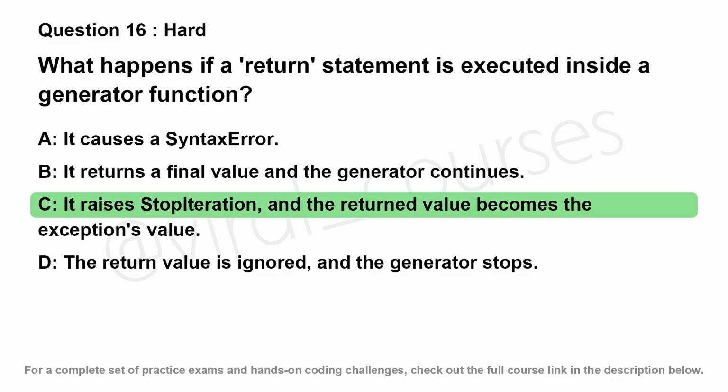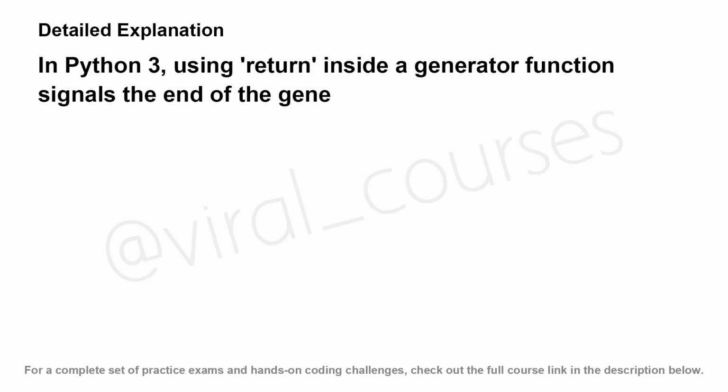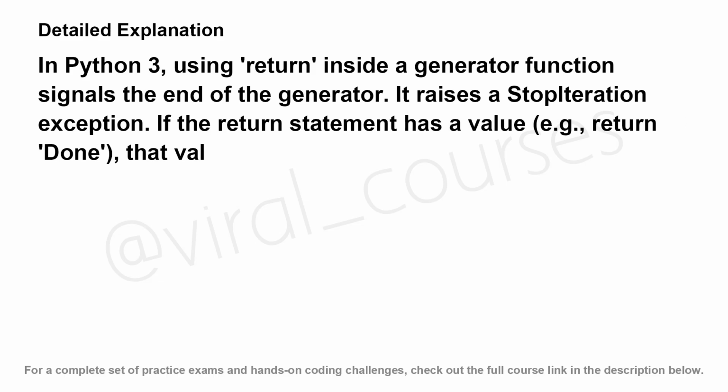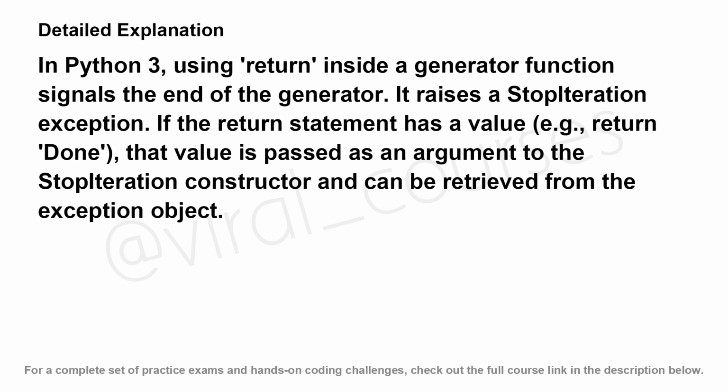The correct answer is C. In Python 3, using return inside a generator function signals the end of the generator. It raises a StopIteration exception if the return statement has a value, e.g., return done. That value is passed as an argument to the StopIteration constructor and can be retrieved from the exception object.